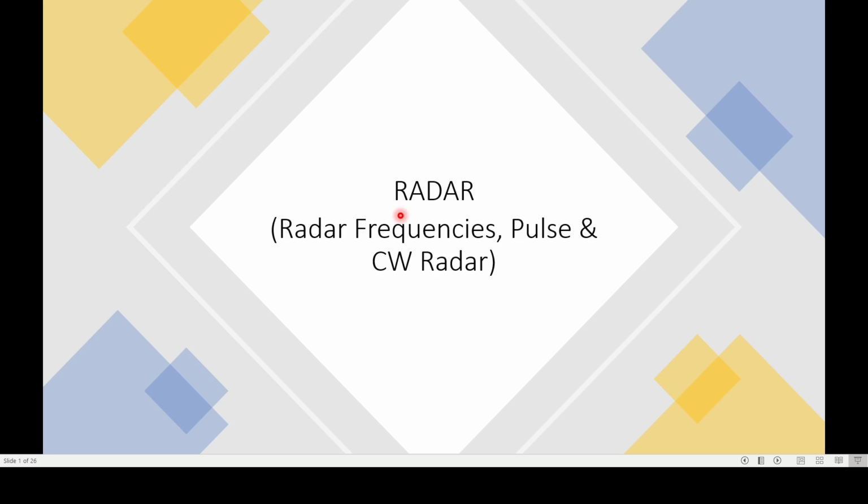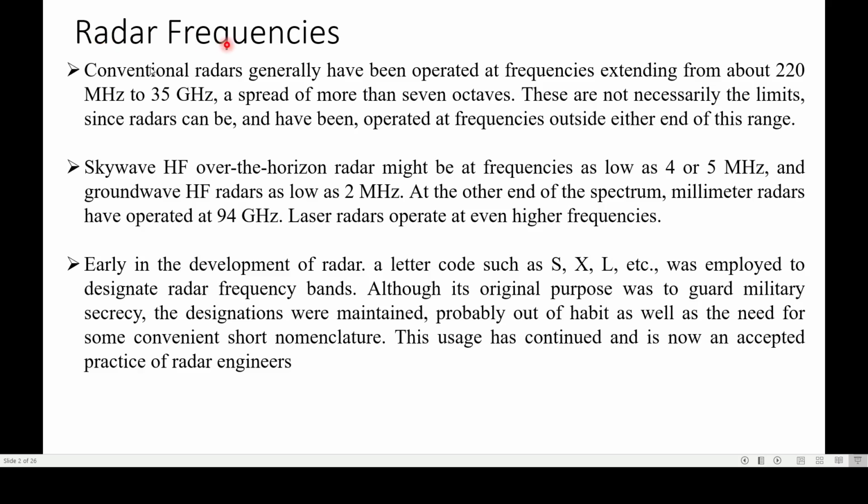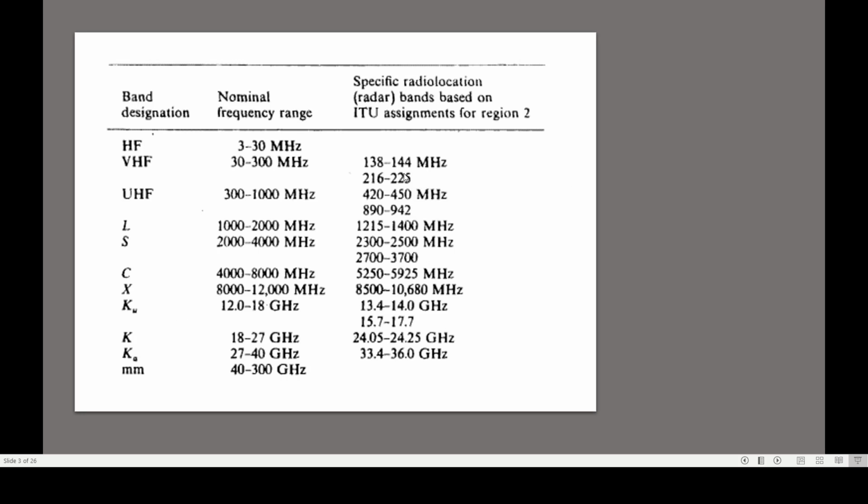In the last class, we discussed radar frequencies and the basic pulse radar block diagram. Let's revise the topic that we have already discussed. We discussed the radar frequency ranges. It can vary from low frequency, that means from 2 megahertz to 94 gigahertz, and it can vary from 220 to 35 gigahertz. In military applications, these are the references. In military applications, the bands can be classified under L, S, C, X, K, U, K, K, and so on.